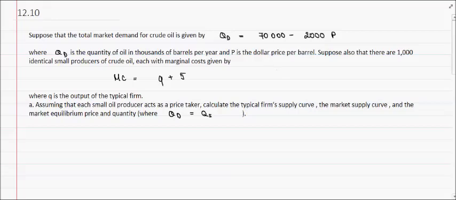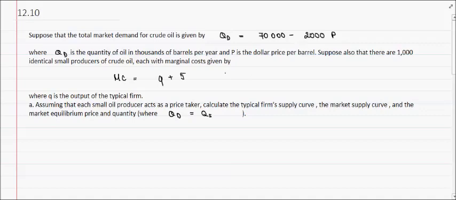Okay, so we're going to do question 12.10 now. In this question we are given a total market demand QD equal to 70,000 minus 2,000 P, where QD is basically the quantity of oil in thousands of barrels per year, and P is the dollar price. Suppose that there are 1,000 identical small producers.